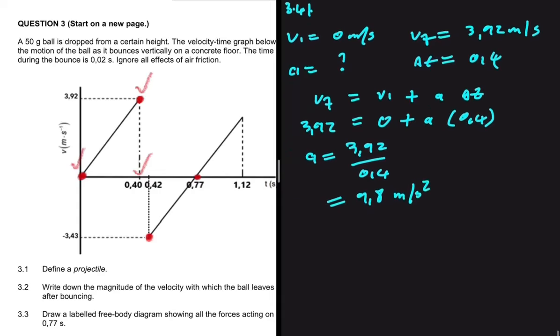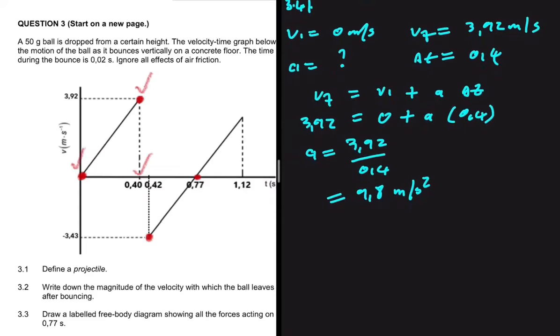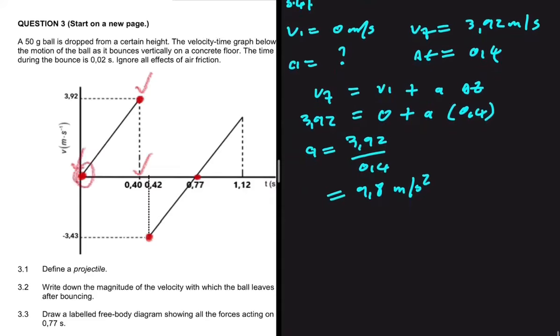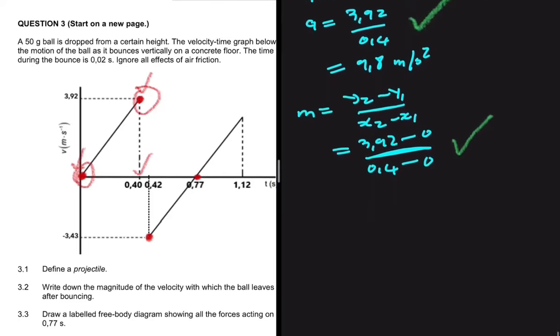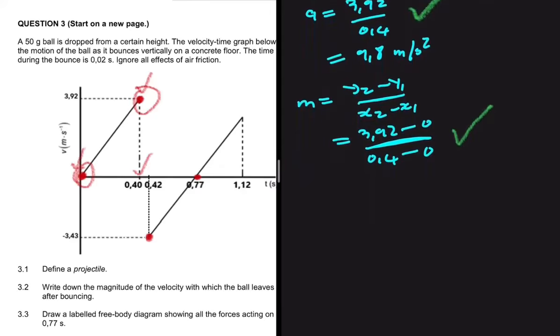If we decide to use the gradient, we can take this first point and this point and find the gradient between the 2 points, of which we're going to get y2 minus y1 divided by x2 minus x1. y2 is 3.92, and y1 is 0. x2 is 0.4, and x1 is 0. Again, you can see that we're going to get 9.8 meters per second squared, regardless of which technique we decide to use.